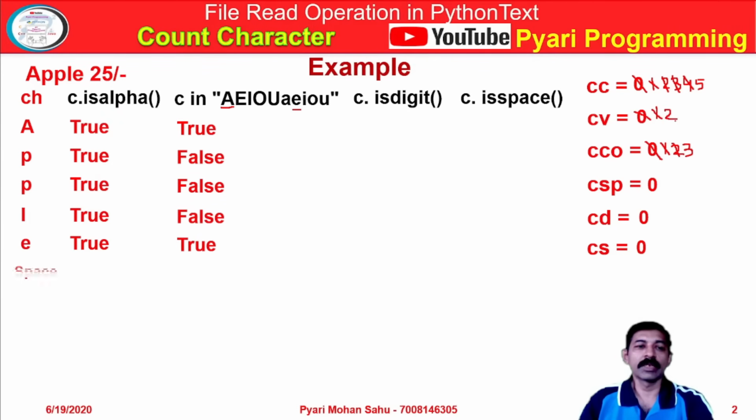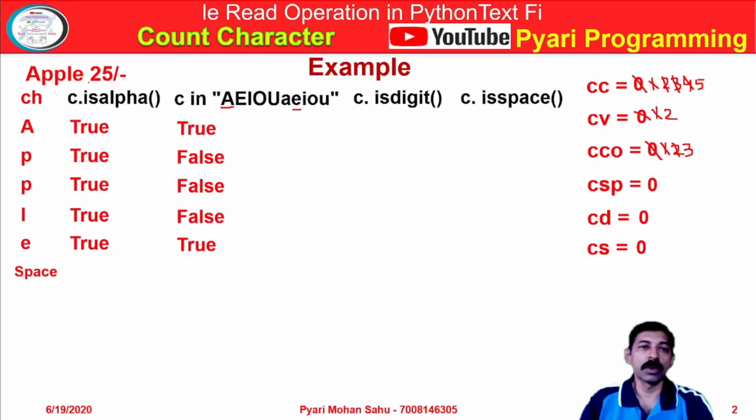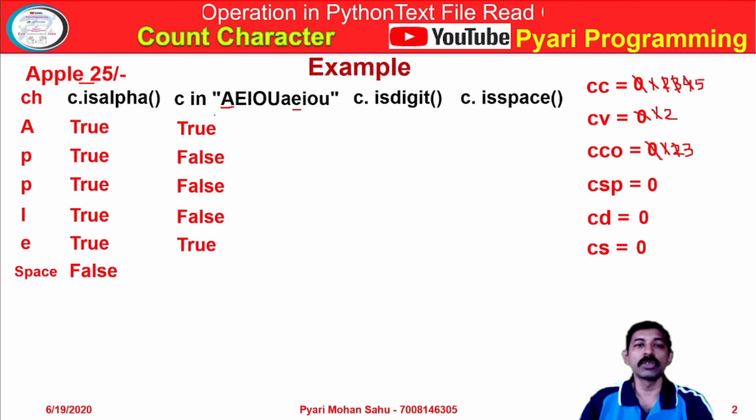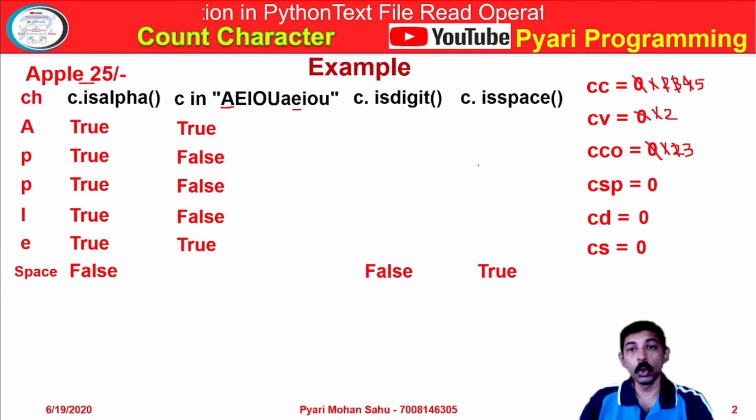Now after that I will extract one more. That is your space. This one is your space. So if it is a space, I will check is it a letter, alphabet. False. If it is false, then I don't need to check vowel. Directly I will check for the digit. Is it a digit? Again it is false. Is it a space? True. If space is true, I will increase the space counter by 1.